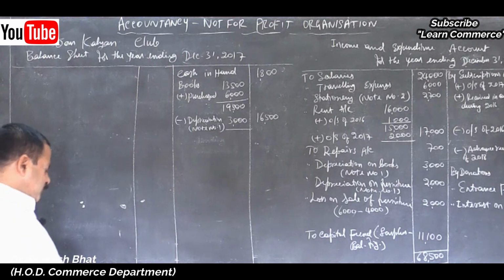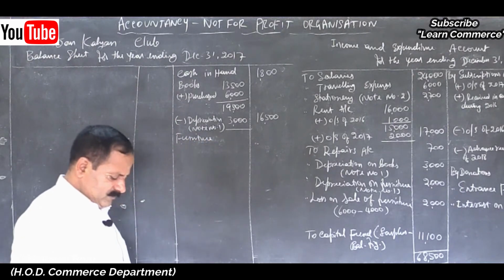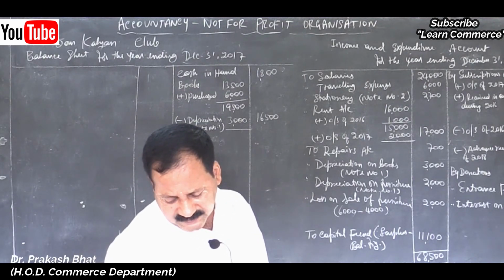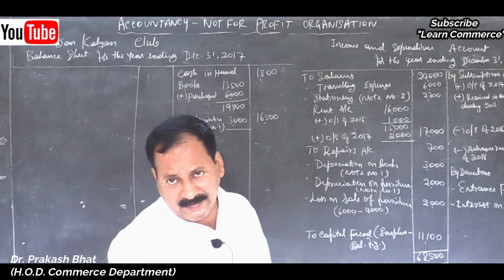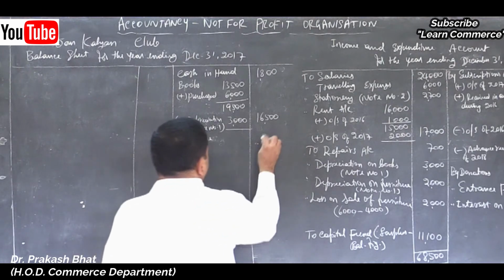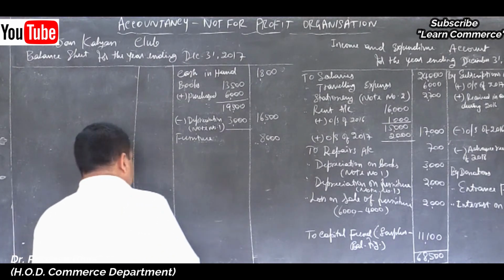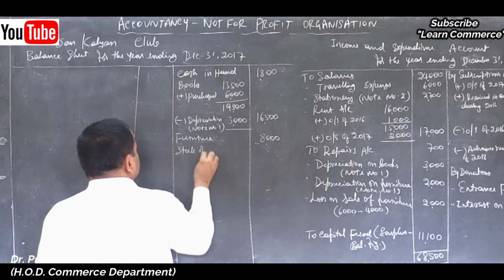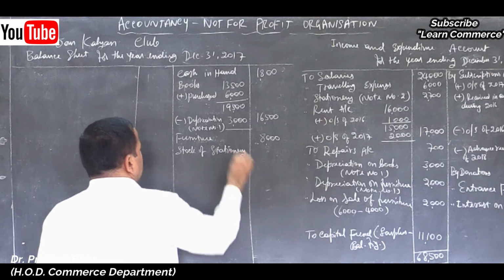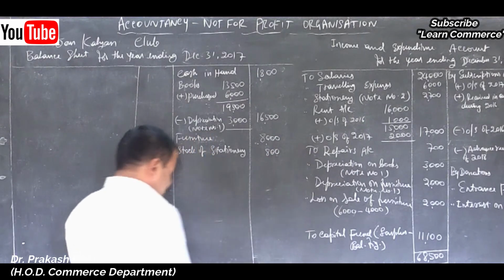16,500. Furniture, inner column, or you can straight away write furniture closing balance is given, isn't it? Books also straight away you can write 16,500, no problem, because it is given in the problem. 8,000 furniture. Stationery, or stock of stationery. Stock of stationery, how much? 800.